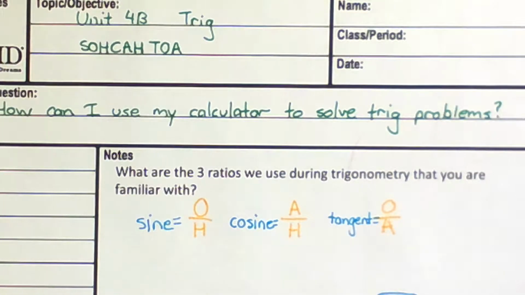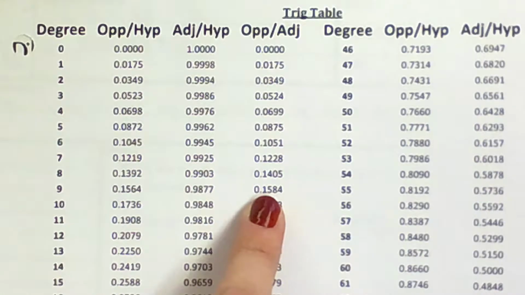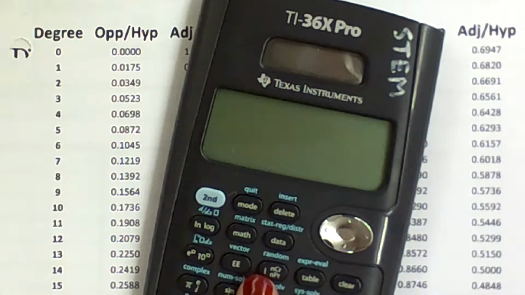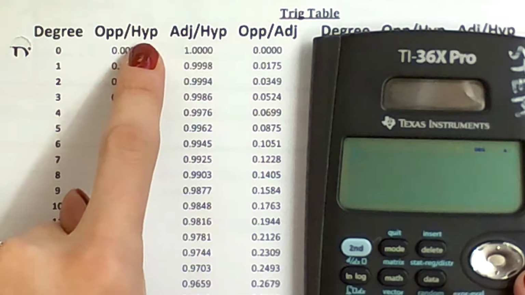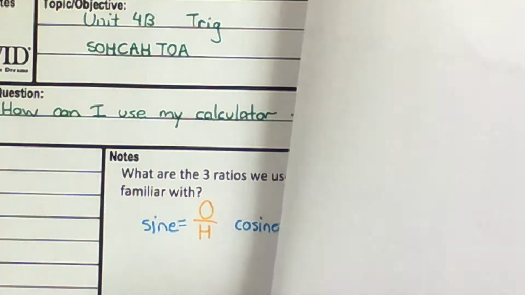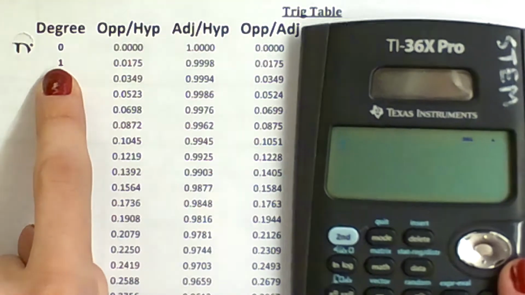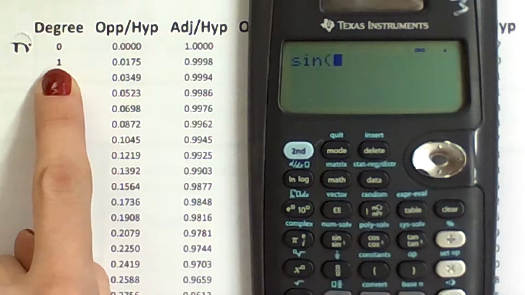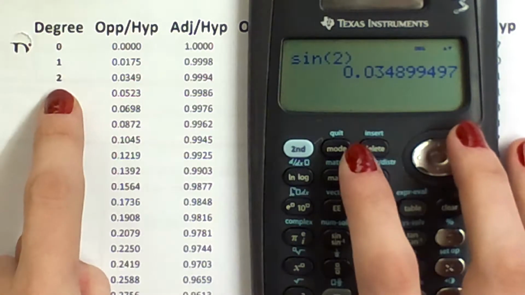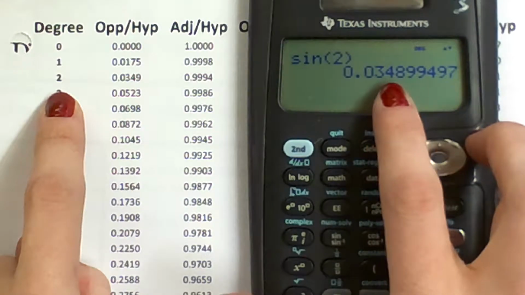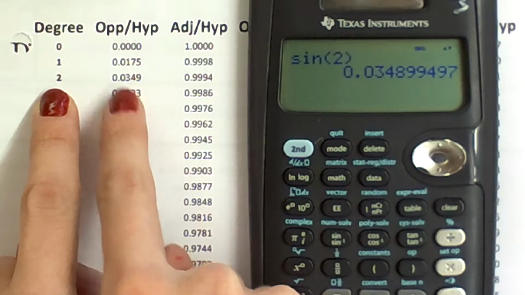So we so far have been using our trig table to get all of these ratios. And what I wanted to tell you is that you can actually use your calculator to find that ratio instead. So for example, we've got opposite over hypotenuse. Opposite over hypotenuse is sine. So sine of 2, if I were to type in my calculator sine and then hit 2, close the parentheses, I get 0.034899497.